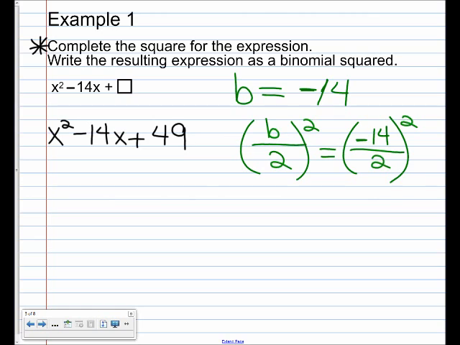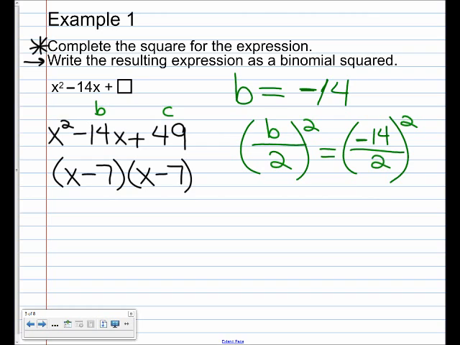Now, that's only the first step. Now what I need to do is they want me to write it as a binomial squared. So yesterday, when we factored, I wanted you guys to look at what are factors of this one here, so that's the c value, that add to our b value. So what are factors of 49 that add to negative 14? Well, in this case, they're both going to be the same number. It's going to be negative 7.